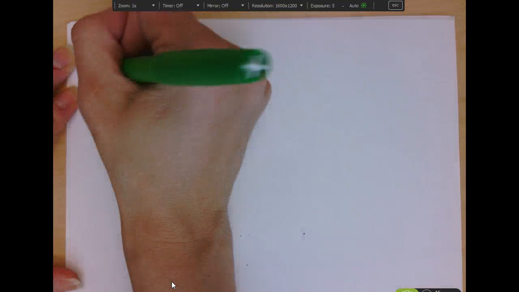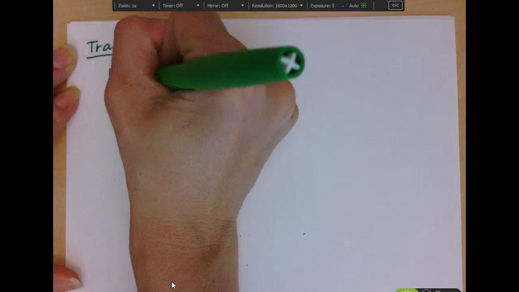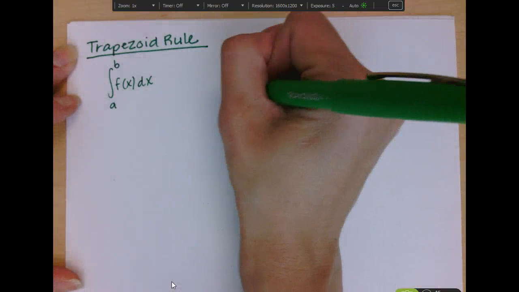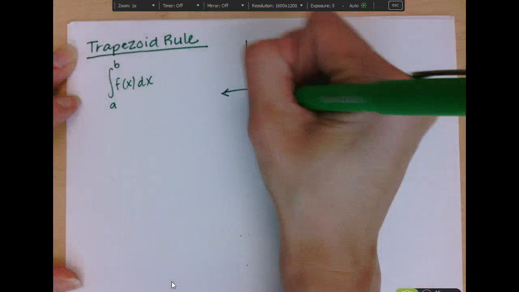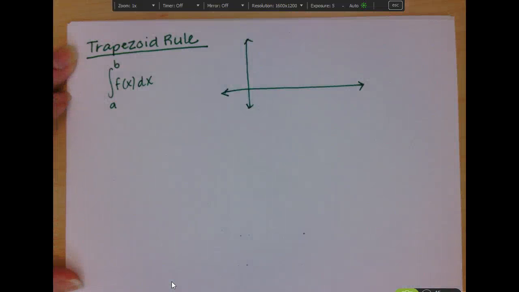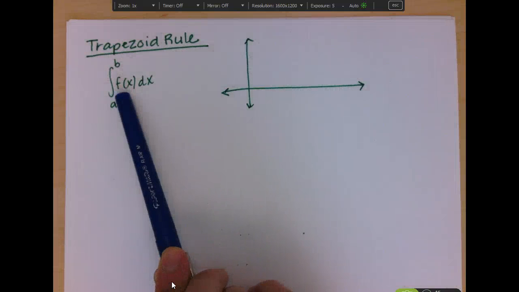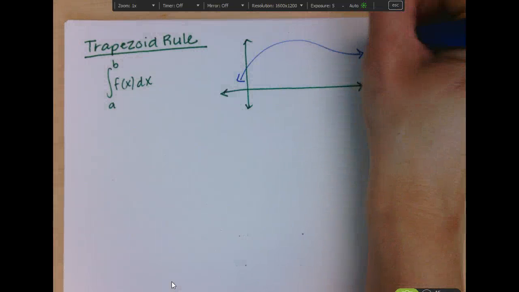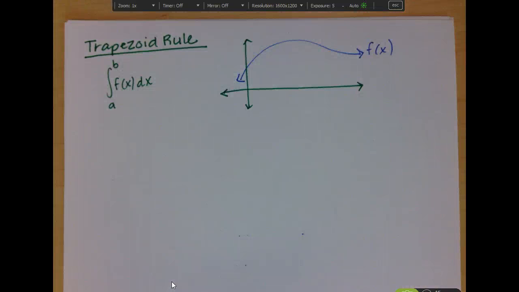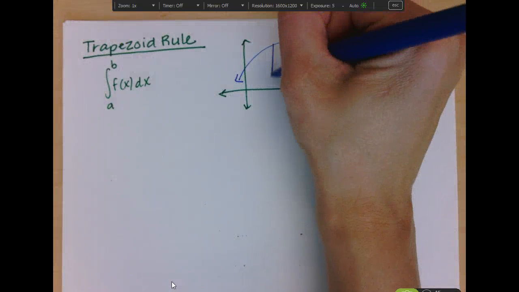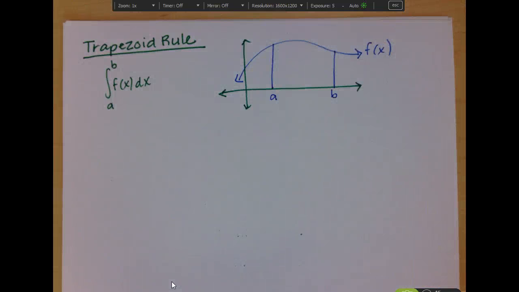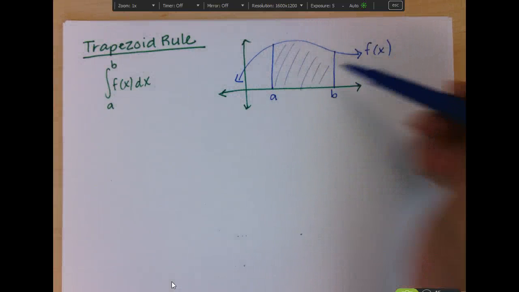The trapezoid rule is going to be similar, except that instead of having rectangular regions, we will have trapezoidal regions. So if I'm trying to evaluate a definite integral of f of x from a to b, I'm going to have some curve that represents my f of x function, and I'm going to have some boundary points, a and b, and again trying to find the area under the curve.